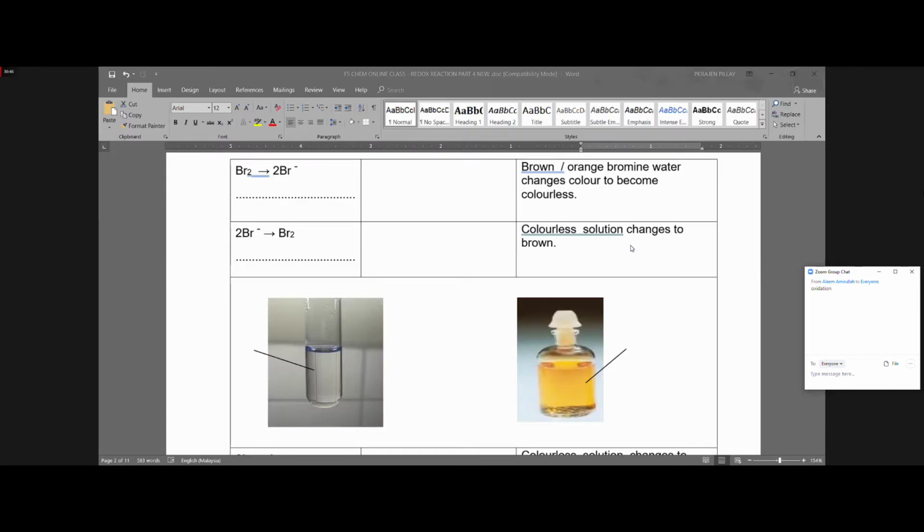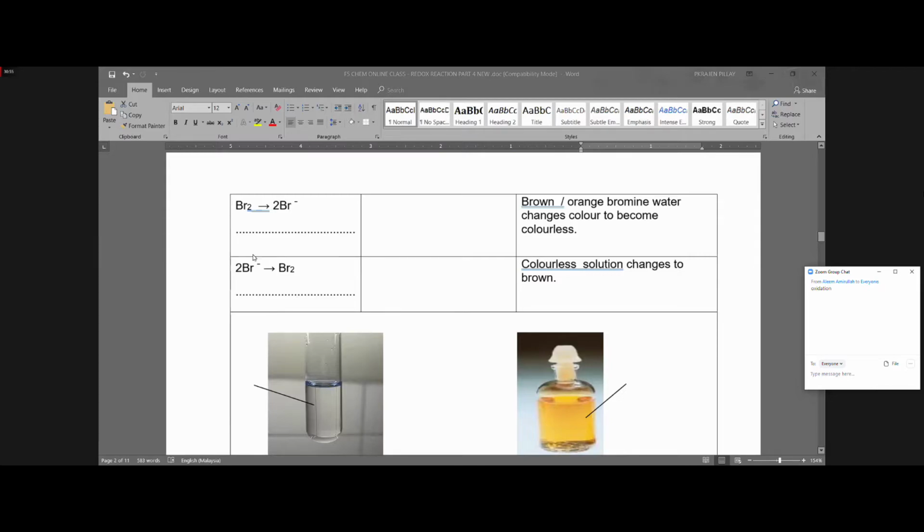Okay, we will try. Who shall I ask? Okay, Kalop, your turn. You do the first one. Okay, what type of change is this? Reduction. 0 to -1. So reduction. Okay, put in words for me. Bromine molecule is reduced to form bromide ion. Okay.